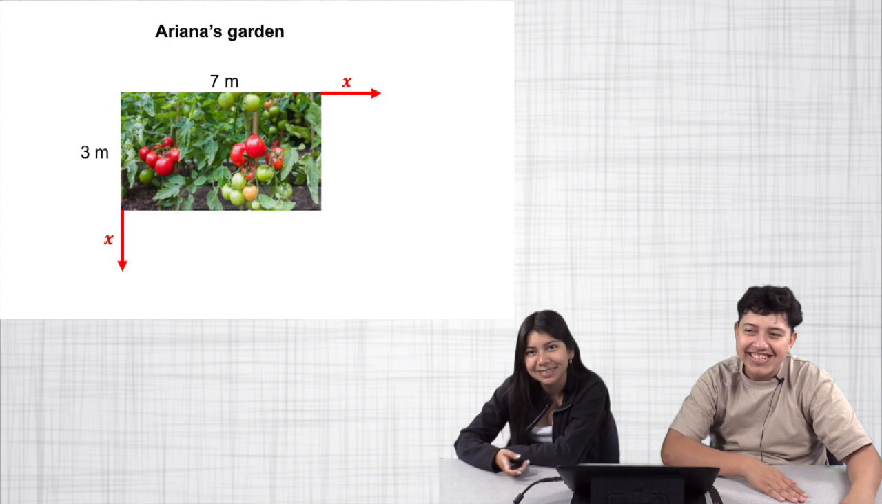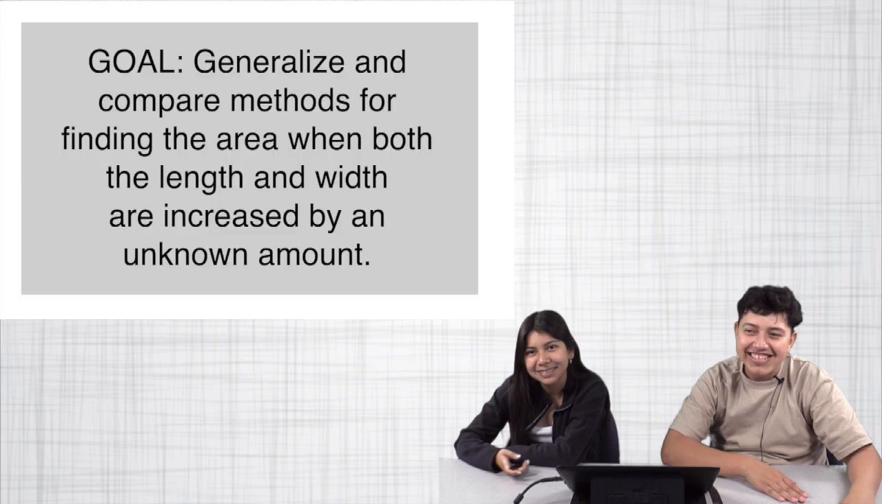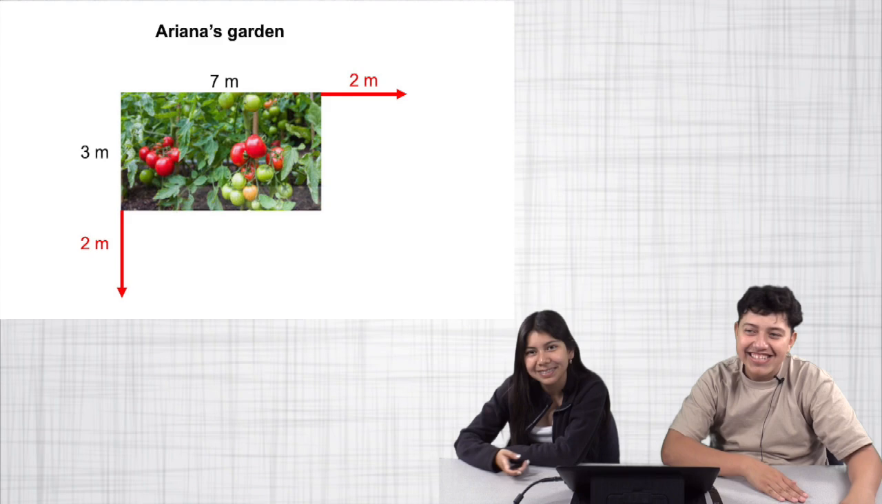This will help them meet the goal of this lesson, which is to generalize and compare methods for finding the area when both the length and width are increased by an unknown amount. But first, they make sense of a situation where the length and the width of a garden is increased by a specific amount, 2 meters.